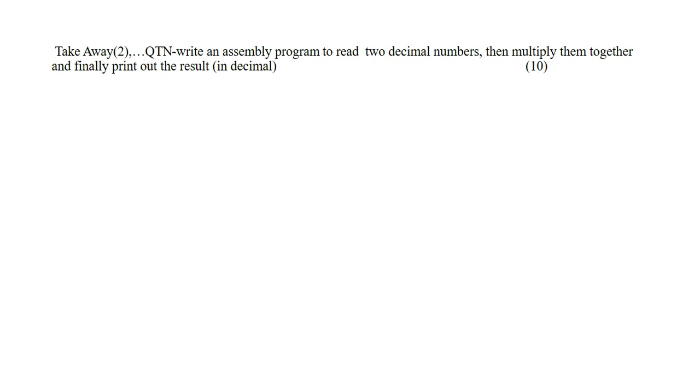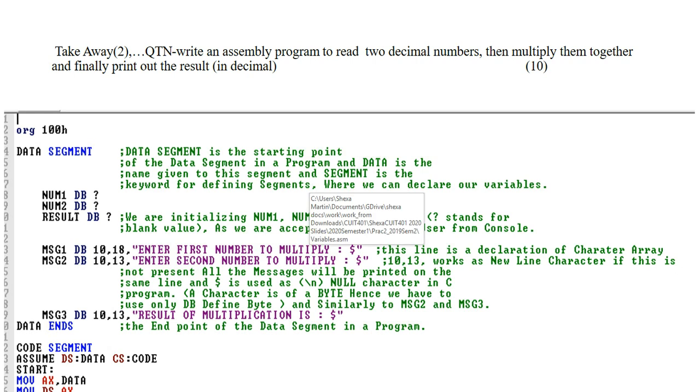I want you to go and do this exercise, which says write an assembly program to read two decimal numbers, and then multiply them together, and finally print out the result in decimal, and you will be awarded 100% if you get the 10 marks. Right, that's the takeaway. So let's get back to our former topic.